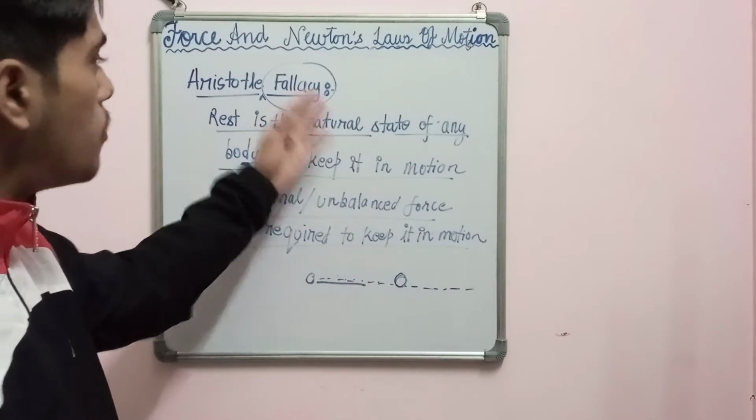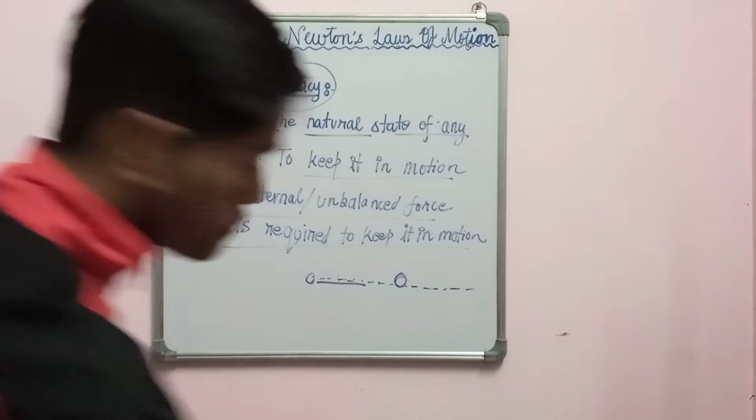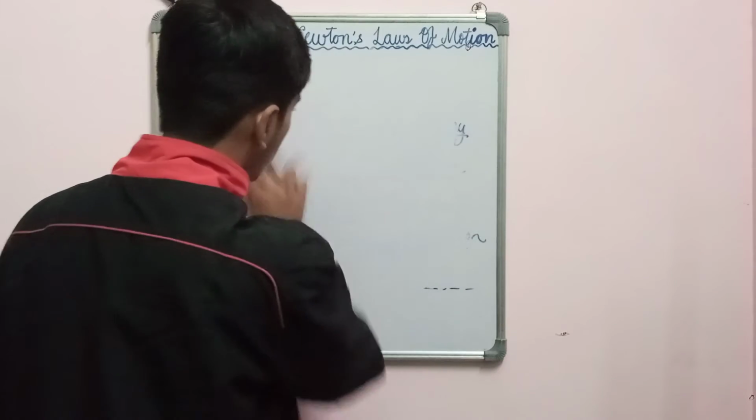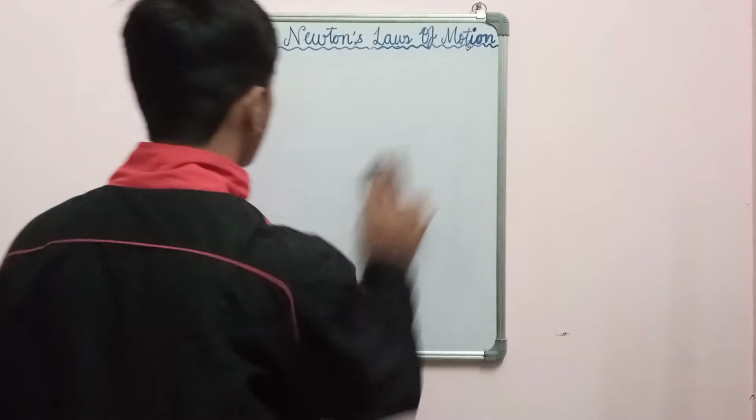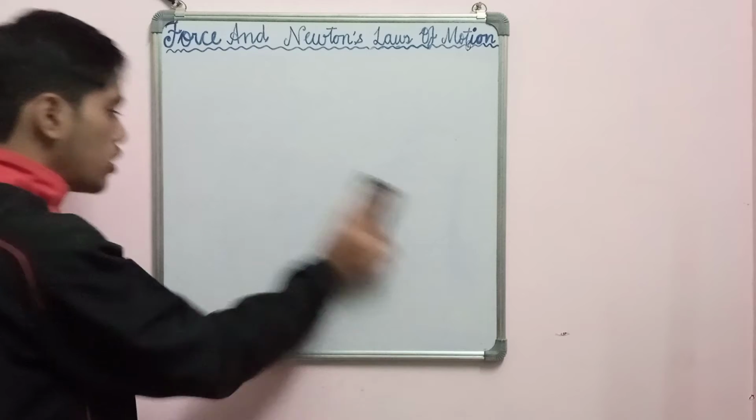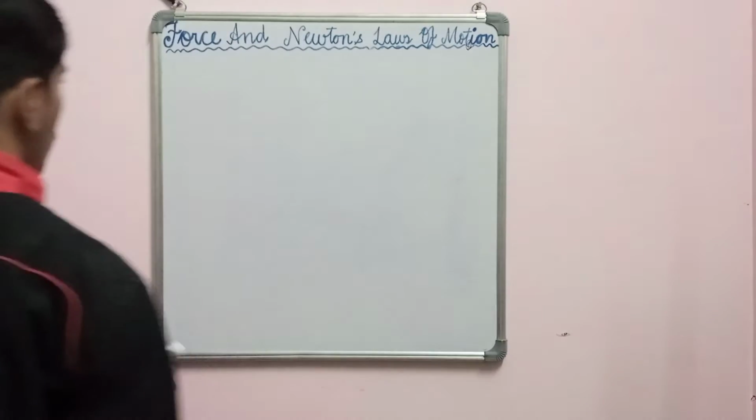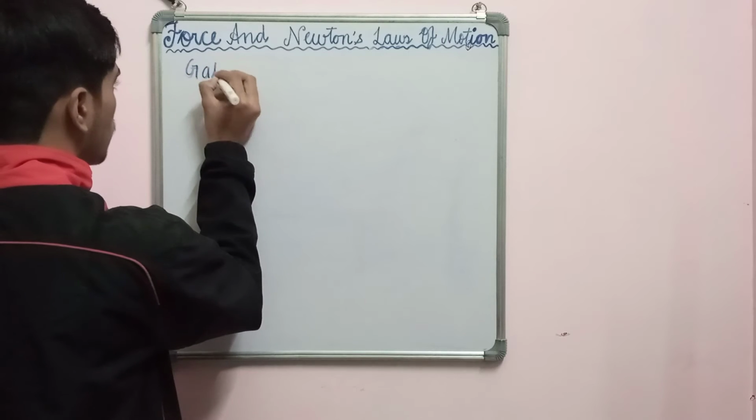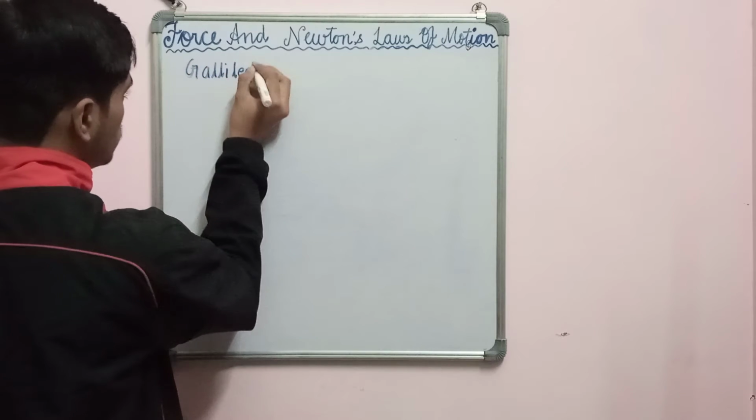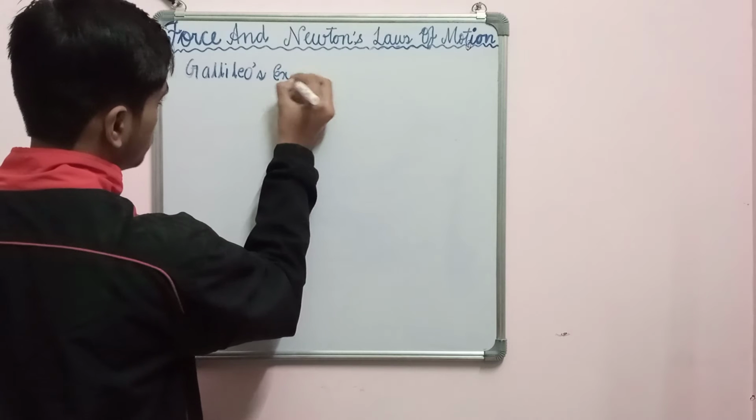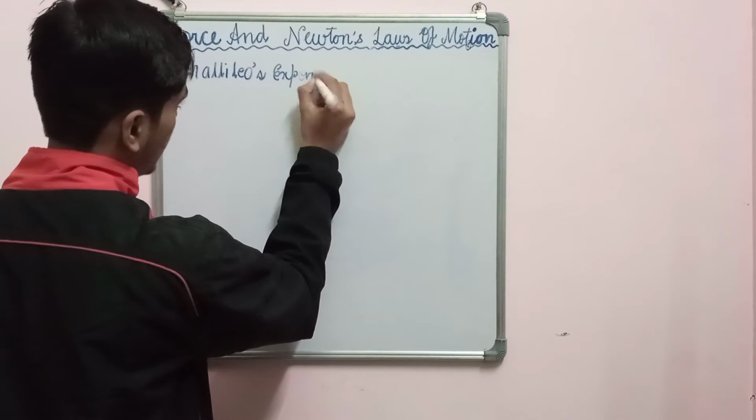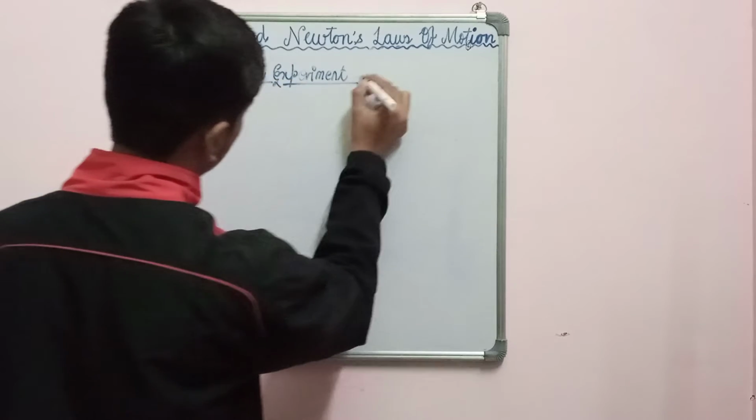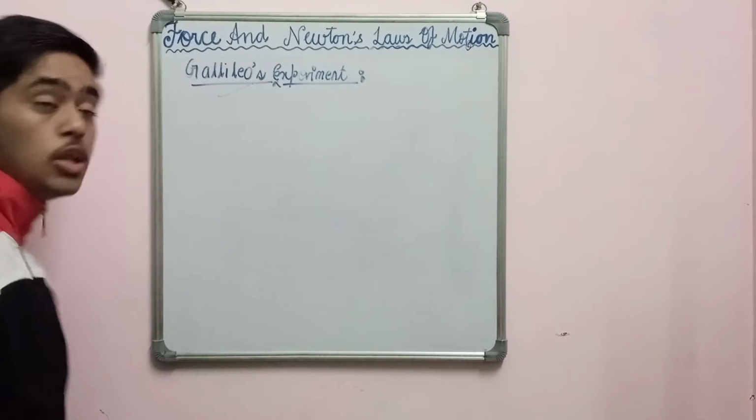This is what a fallacy is all about. Okay. Now let's come to our book. The topic given in our book is Galileo's experiment, and that is important to understand. Okay, so we'll discuss Galileo's experiment here. Another one of the greatest scientists, Galileo.